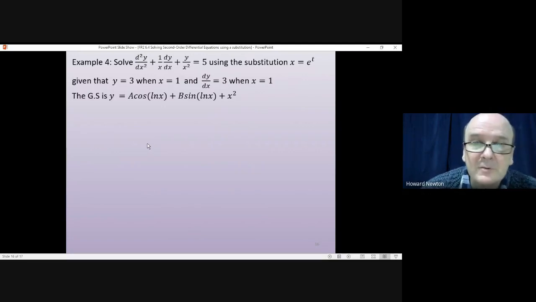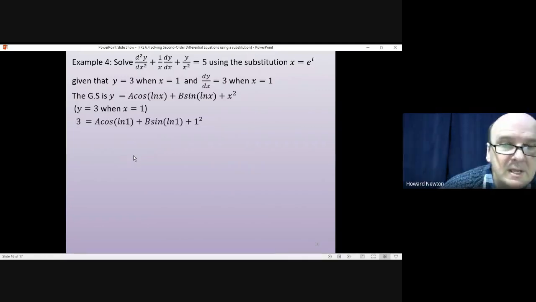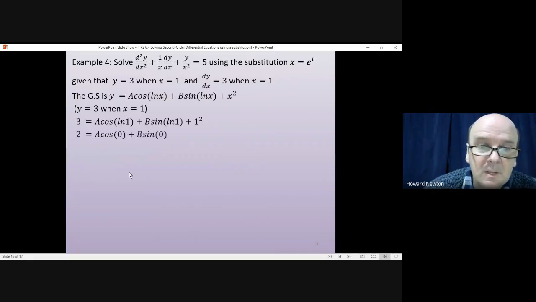Now, we were given boundary conditions in this question. The first one was that when y is 3, x equals 1. Substituting those into the general solution will give me 3 equals a cos log 1 plus b sine log 1 plus 1 squared. The log of 1 is 0, so that'll give me a cos 0 plus b sine 0, moving the 1 over to this side gives me 2. The cosine of 0 is 1, the sine of 0 is 0, so that simplifies to a equals 2.